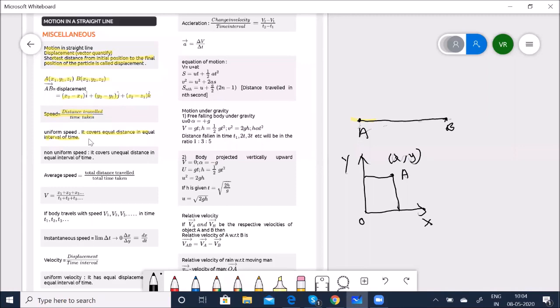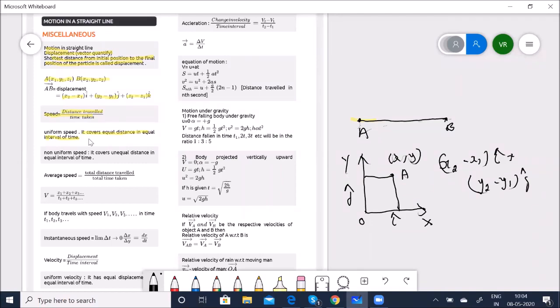In this case, the displacement would be (x2 minus x1) times i, because along the x-axis it is always the i vector, and along the y-axis it is the j vector. So it is going to be (x2 minus x1) i plus (y2 minus y1) j.